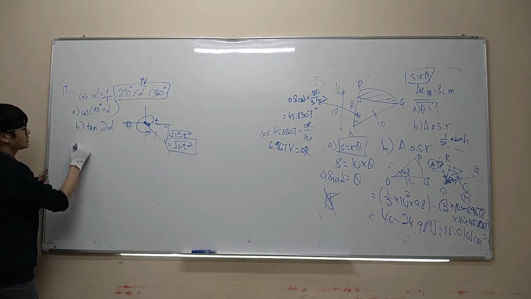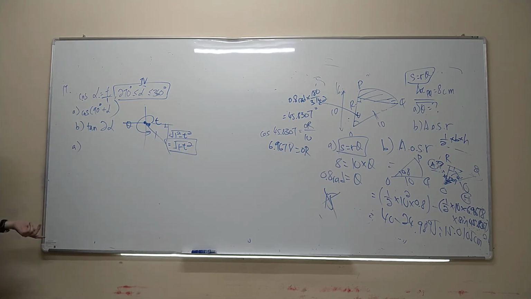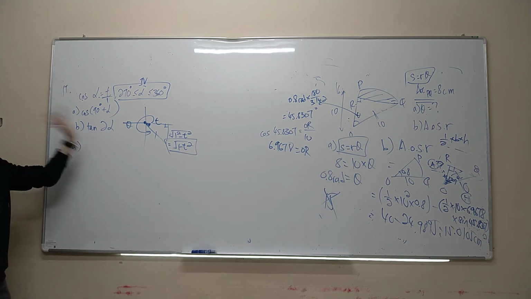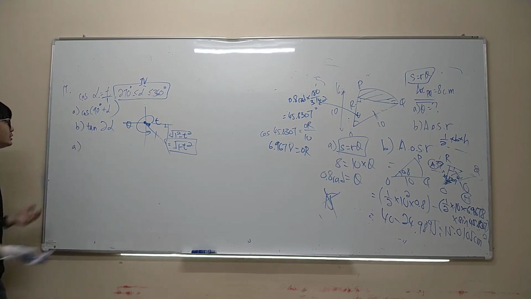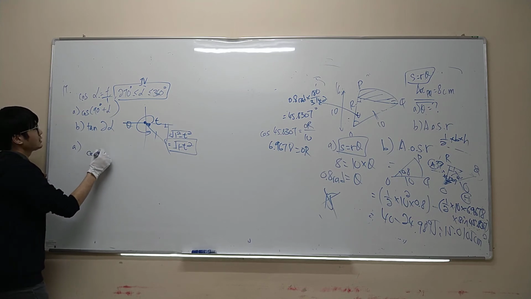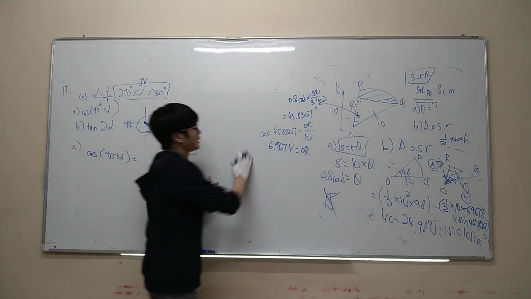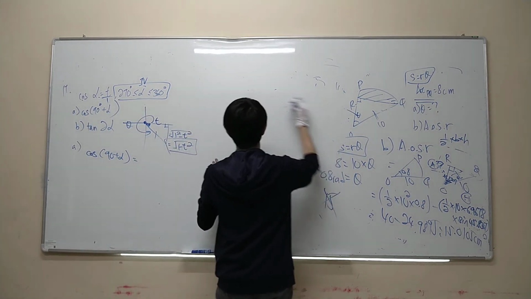Okay, A, they want you to find cos 90 minus theta. Now only you can do it. After drawing, only then can you do it. But if you don't draw, you can't do it. It's easy, that's the only reason. So cos 90 plus theta alpha. You need to use the formula. Okay. Remember you learned about the addition formula.